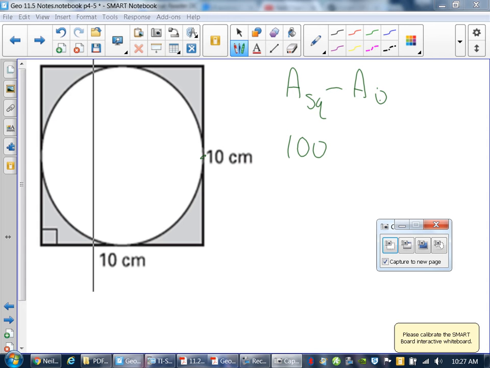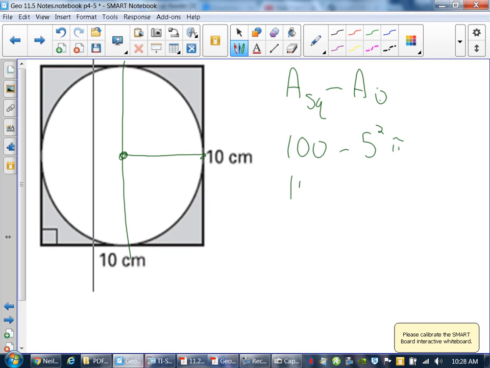Now, what is the 10 also representing from the square in terms of the circle? The diameter. So if your diameter is 10, what's the radius? 5. So then the area of the circle is 5 squared pi, and you subtract it, otherwise known as 100 minus 25 pi square units. This would be an exact answer.